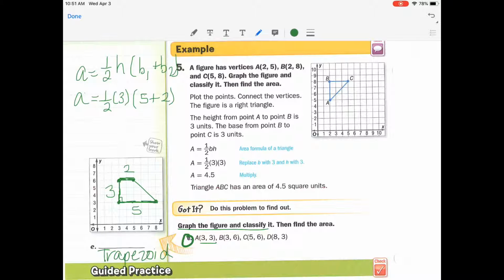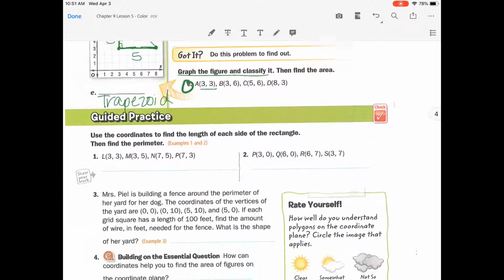So now we're going to do A equals half, and I would just type it in your calculator as 0.5 times 3 times, what's 5 plus 2? It is 7, and when you multiply that all together on your calculator, you get an area of 10.5 units squared.